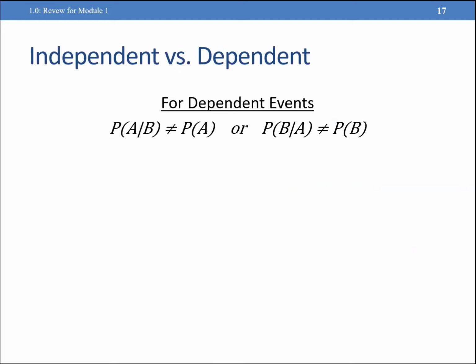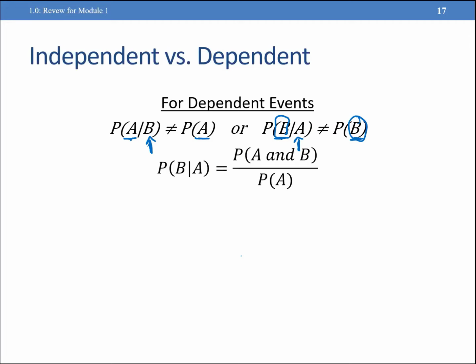So to summarize, when you have dependent events, the probability of A changes when B happens, when B is guaranteed to happen. Alternatively, you could look at the probability of B and say it changes when A happens. It doesn't matter which way you look at it. But please note that the probability that we're interested in is always in the front, just so you can get that notation clear.